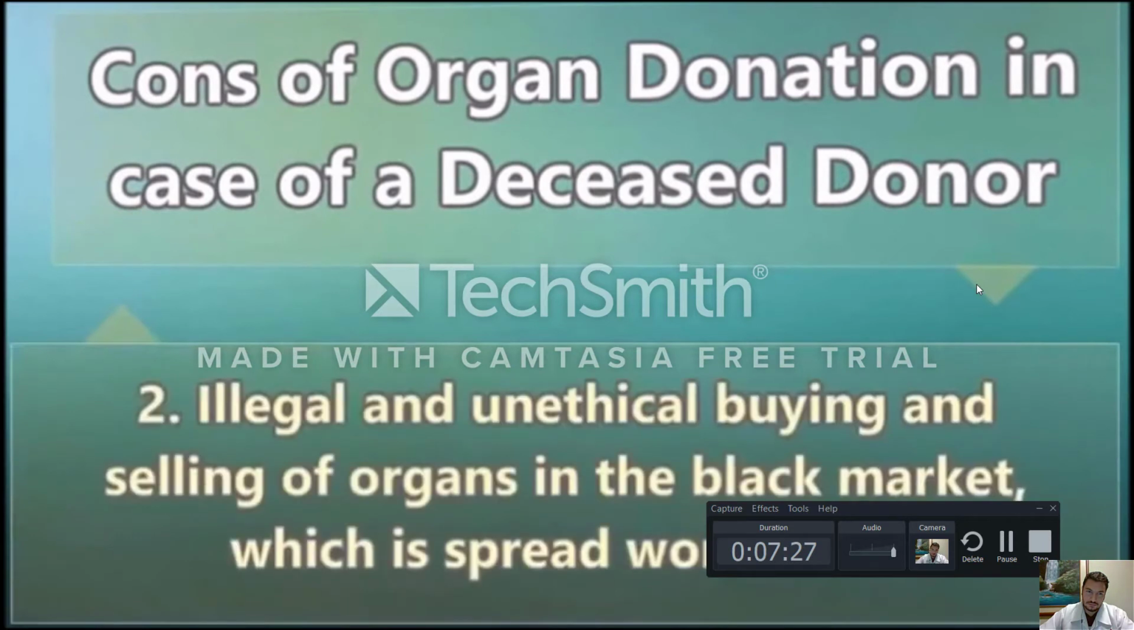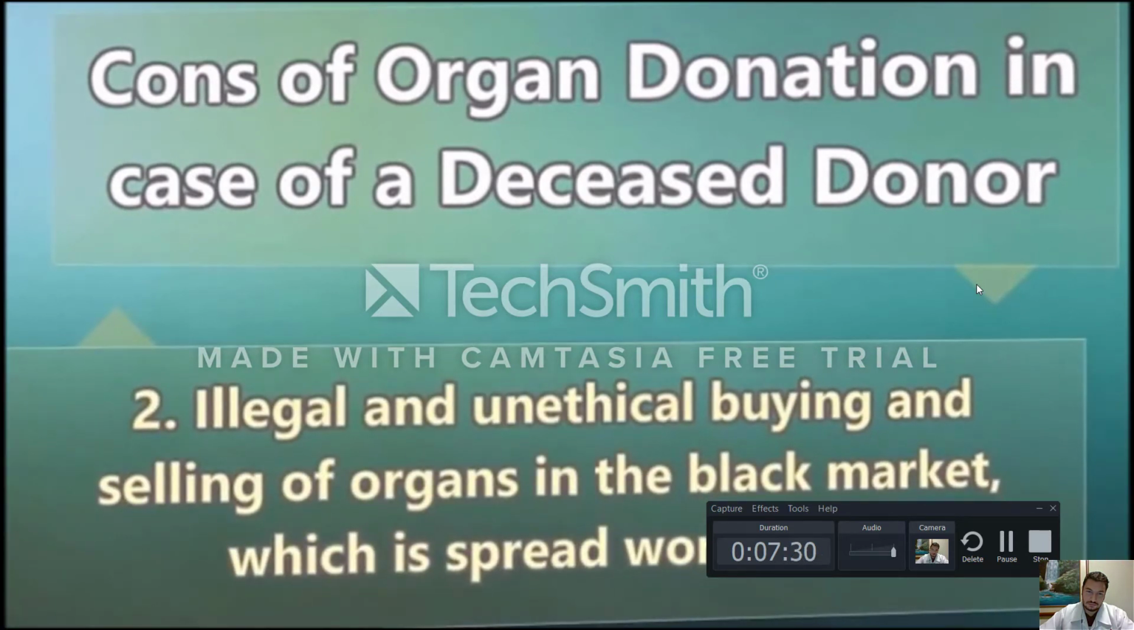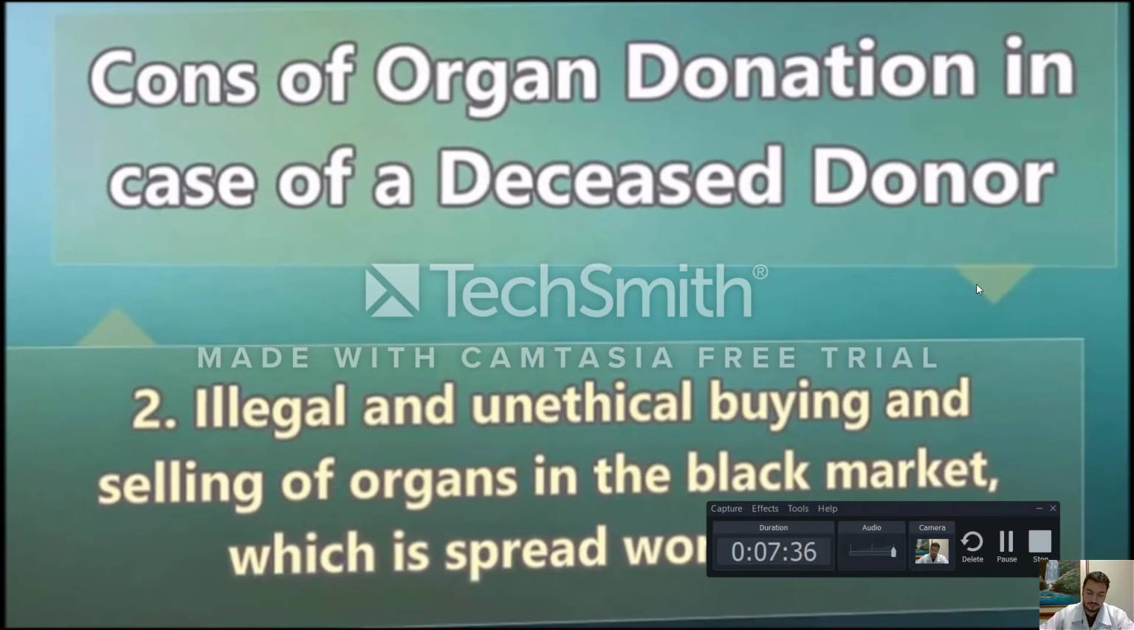One of the most important negative impacts of organ donation, which is true in case of both living and deceased donors, is the unethical buying and selling of organs in the black market. It has spread worldwide, which is totally illegal.